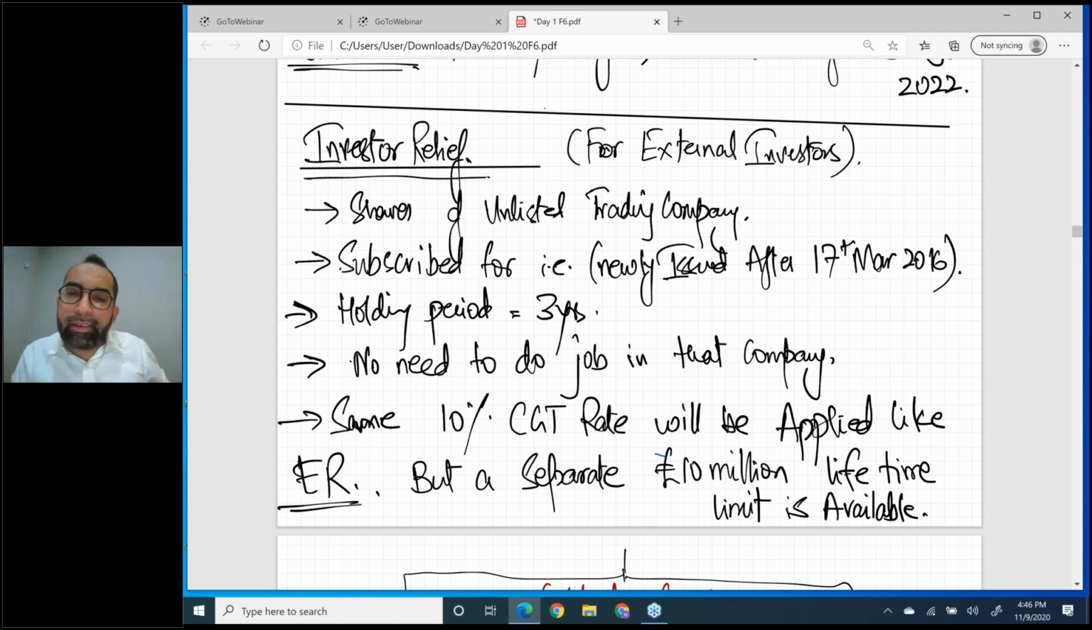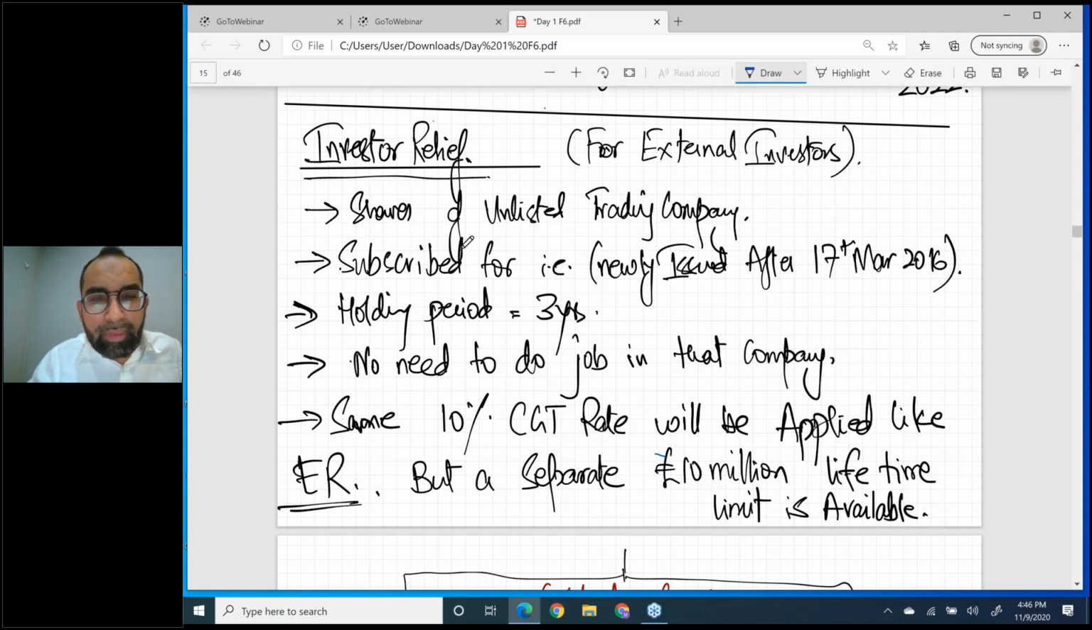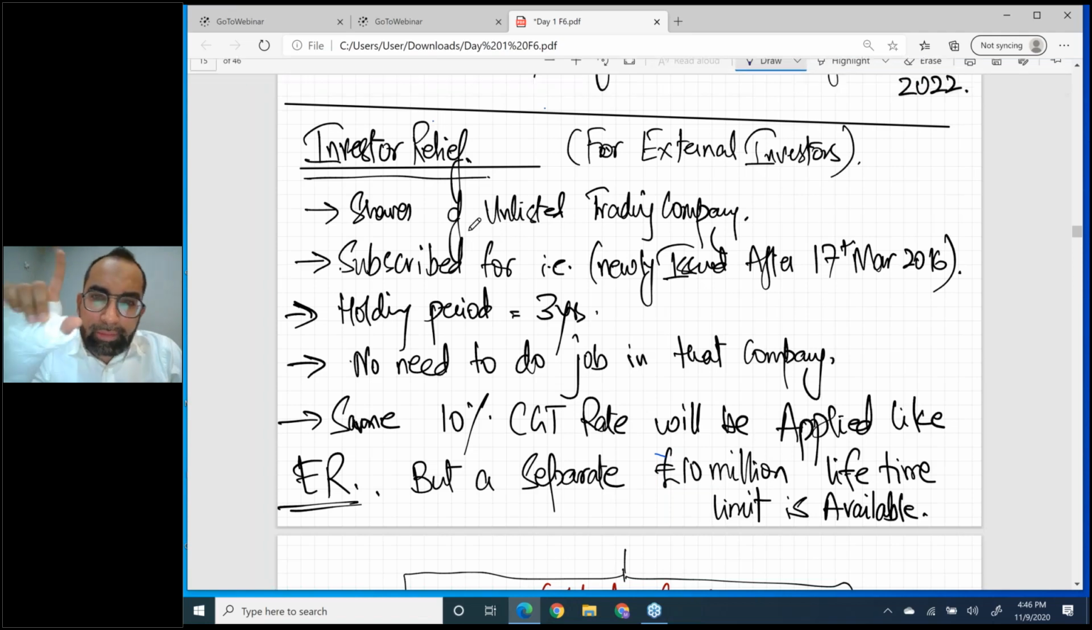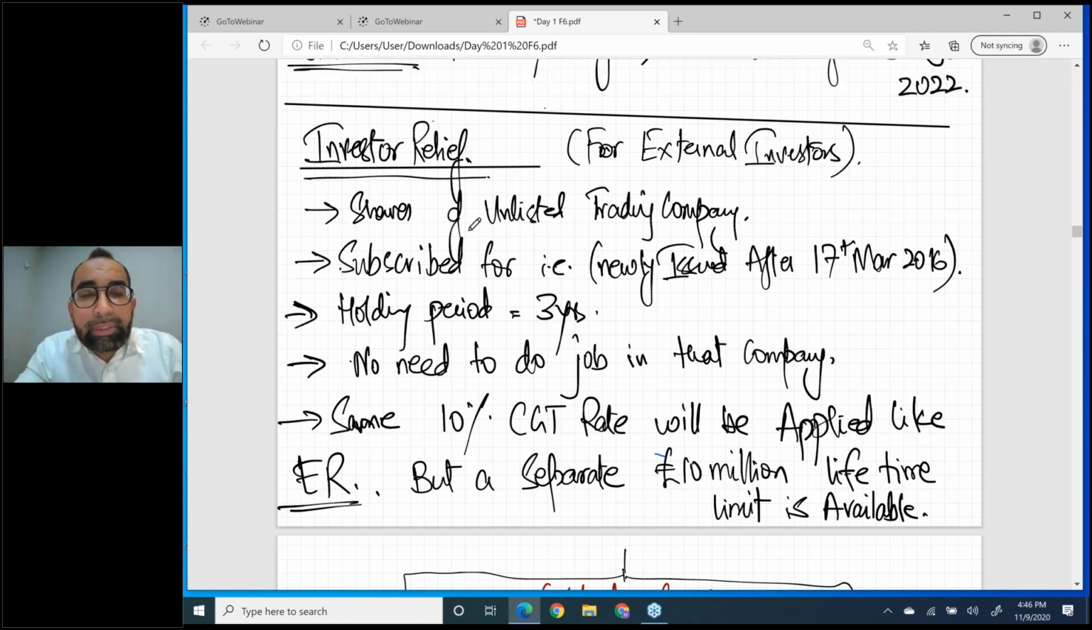For external investors, if you want to claim investor relief, you don't need to do a job in that company. Now be very careful, these are important conditions. Number one, shares from an unlisted trading company; the company must be a trading company. The shares must be subscribed for, that means you can't buy these shares from the stock market. You have to buy those shares directly from the company. That means initial subscription, like we say IPO or something, right?